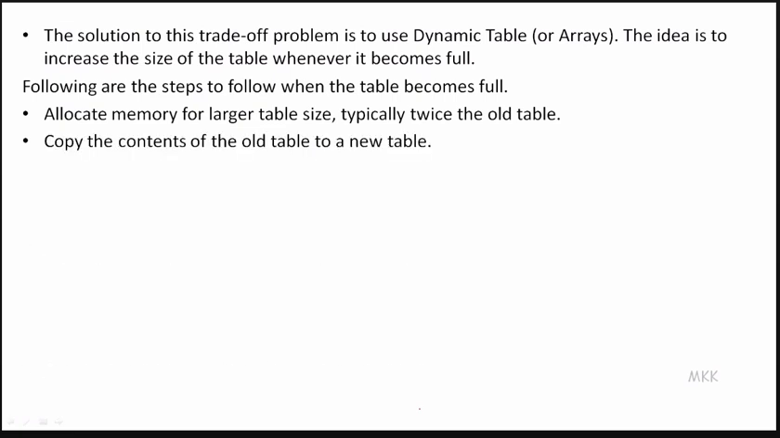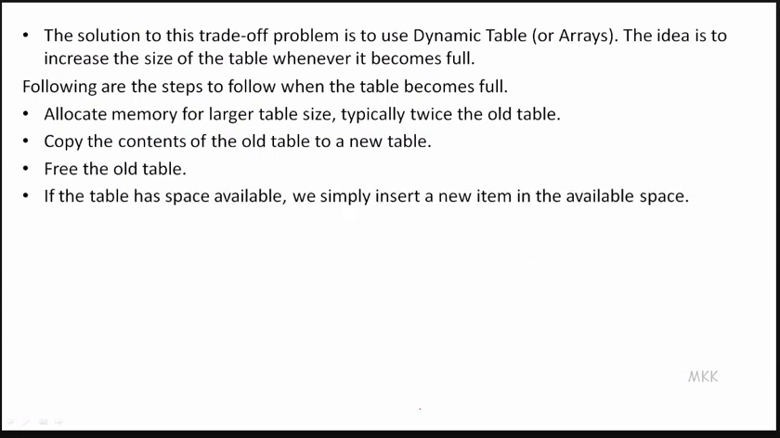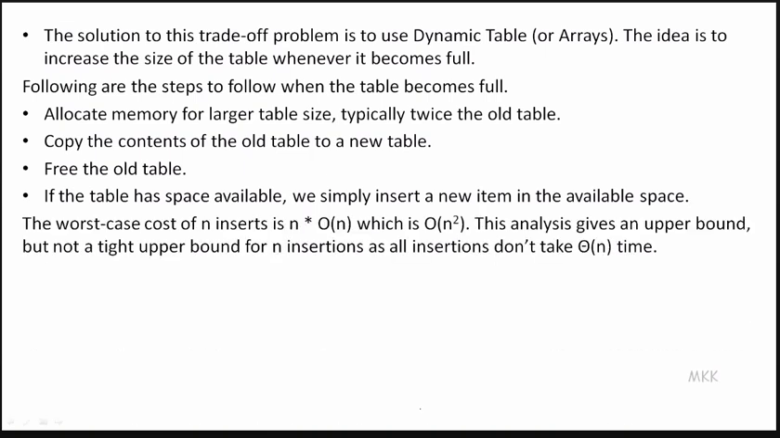Exactly double the older table. Then we can copy the contents of the old table to the new table and free the old table, so that the old table will be free. If the table has space, we simply insert a new item in the available space. The worst case cost of n inserts equals n into big O of n, which is O of n square.